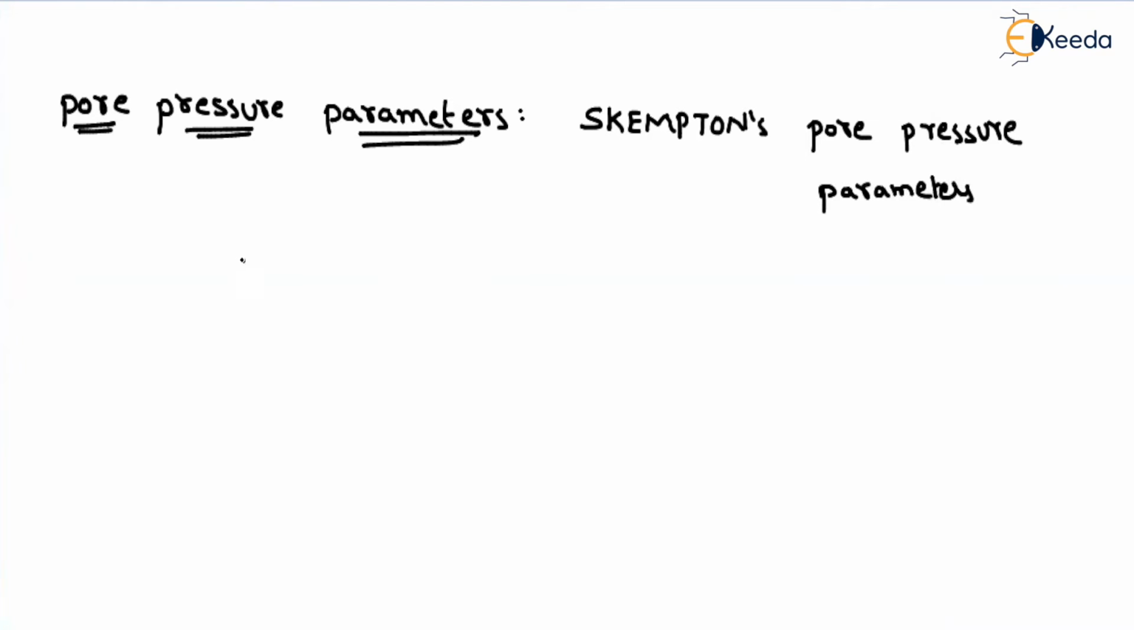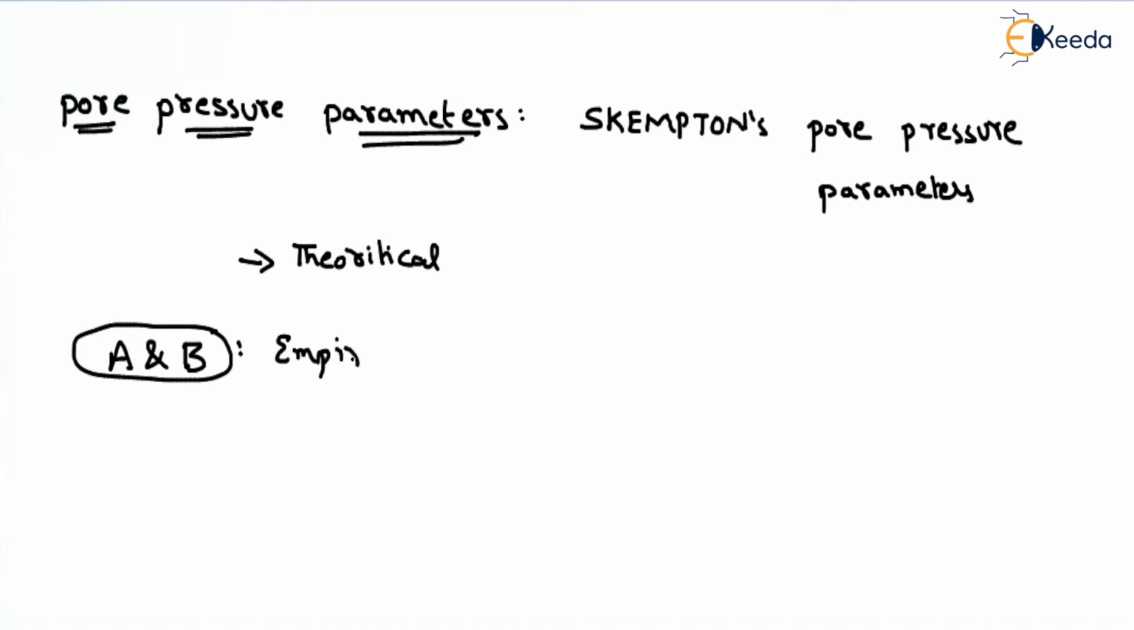Skempton generated a theoretical approach to determine the pore water pressure parameters. Here Skempton has generated two pore water pressure parameters, which are empirical, used to express the response of pore water pressure to change in vertical and lateral stress under undrained conditions. That means he has proposed two pore water pressure parameters, A and B. These are empirical values.